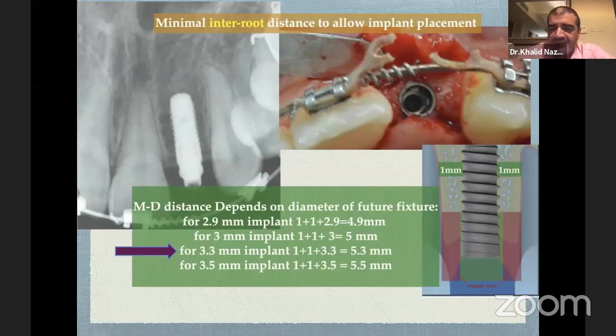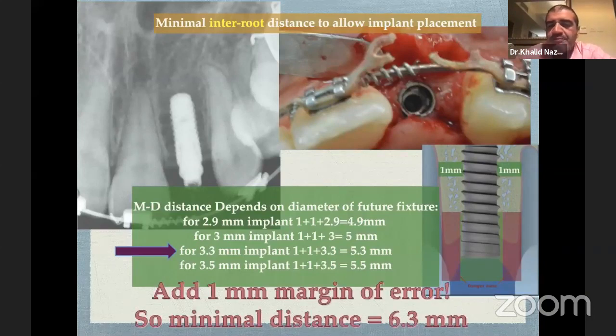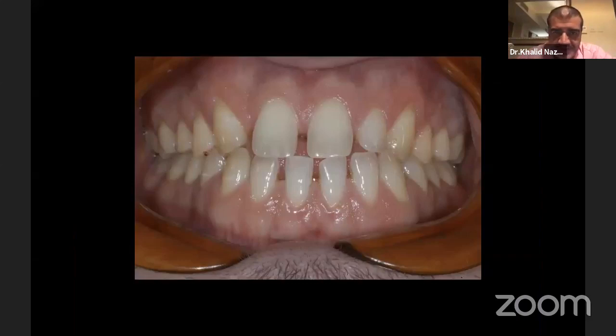So if you want to give me a space for an error to give me a breathing point, give me 1/2 millimeter on both sides extra. So I will add 1/2 millimeter on each side, and I will say 3.3 millimeter plus 1.5 from mesial, 1.5 from distal, and that will give me 6.3 millimeter space. So for an orthodontist to say that I give you enough space to place a narrow implant, you have to give me 6.3 millimeters between the roots of the two adjacent teeth to the implant space.